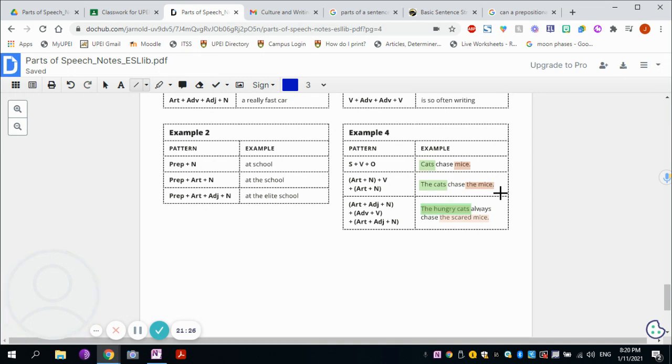And then we can even make that sentence have more information, which increases our pattern. We can add an adjective into the subject. So now we can have article, adjective, noun, the hungry cats. We can add an adverb to the verb, always chase, and then we can add another adjective into the object, the scared mice. So you can build up basic sentences into much more detailed and interesting sentences that give a lot more information.